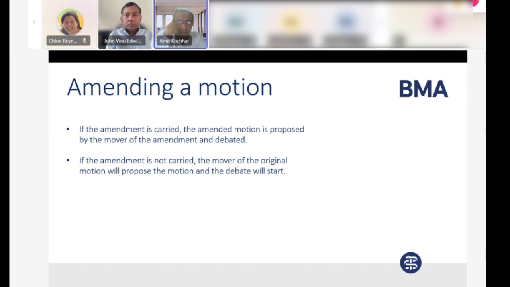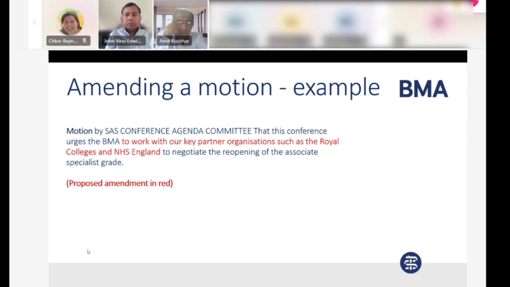I'll give you an example. The next slide is, if you don't look at the red first, don't look at the red. The motion was by the SAS Conference Gender Committee that this conference urges the BMA to negotiate the reopening of the associate specialist grade. With whom? So the amendment was to work with key partner organizations such as the Royal Colleges and NHS England to negotiate the reopening of the associate specialist grade.